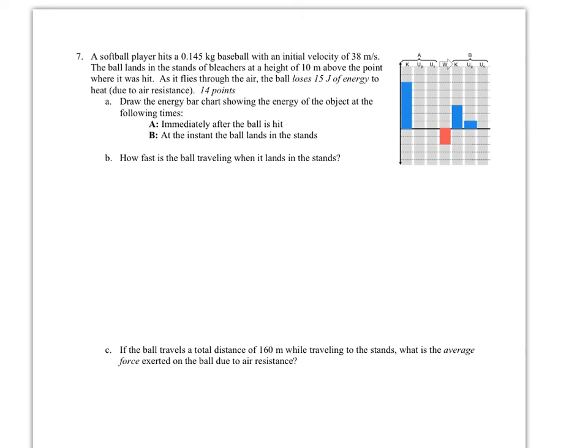We should start with all kinetic. Some of that is going to be lost, so that our total value should decrease going from A to B, and then we're going to end with some kinetic and some gravitational potential. And obviously that should all add up there.